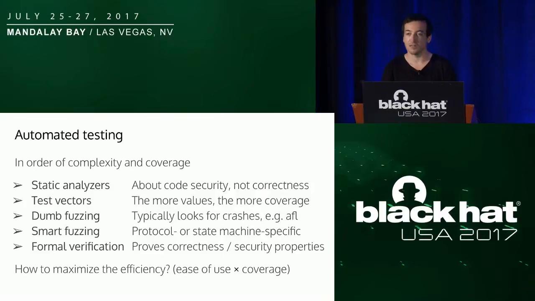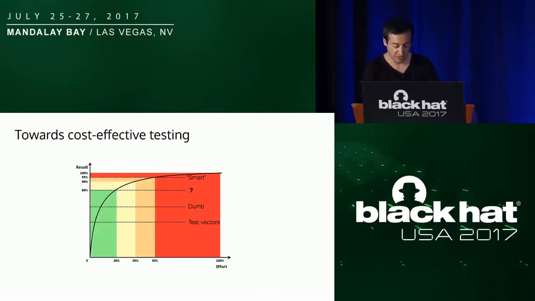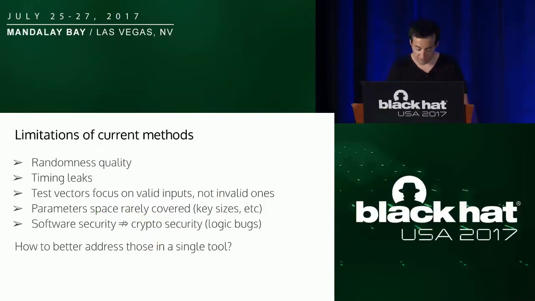So another question is, how to maximize the efficiency. Static analyzers are pretty easy to use, but not so powerful, and formal verification is very powerful, but very hard to use. So in terms of Pareto efficiency, you have the red area here where you have smart fuzzing and formal verification. The test vectors are much lower on the curve. So we'd like to be at the level of the question mark, to get a good return on investment.